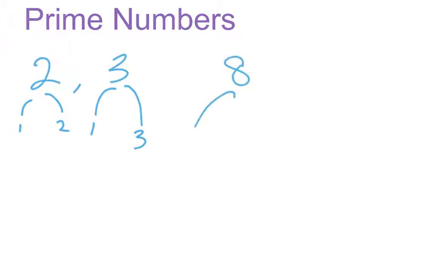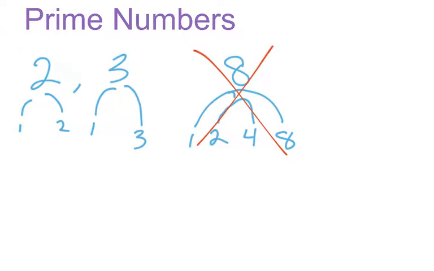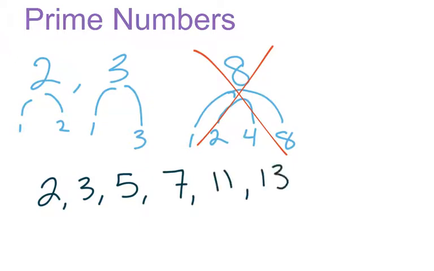8 is not a prime number because it has 1 and itself as factors, but it also has more than 2. So 8 is not a prime number. Some examples of the most common prime numbers you'll see are 2, 3, 5, 7, 11, 13, and on and on and on. You'll notice 2 is the only even prime number there is.